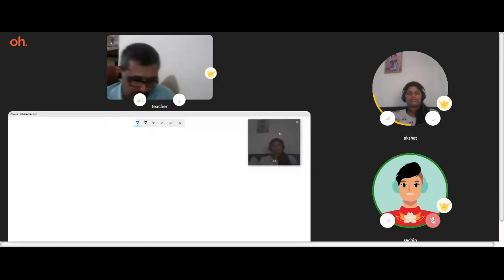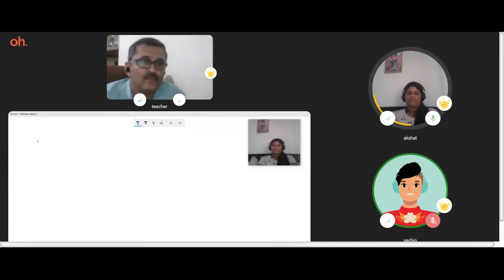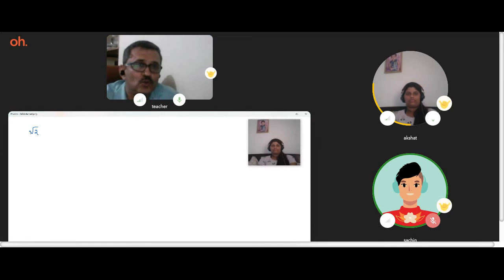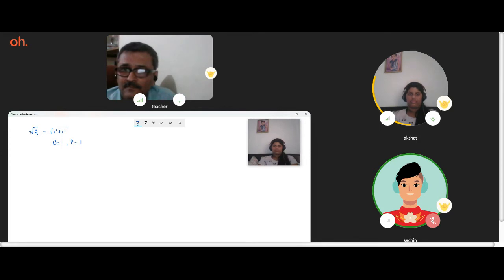Shashi, can you see the screen? Yes, sir. We want to represent root 2 on the number line, right? Root 2 can be written as the square root of 1 square plus 1 square. So when we compare this, base will be equal to 1 and perpendicular will be equal to 1.